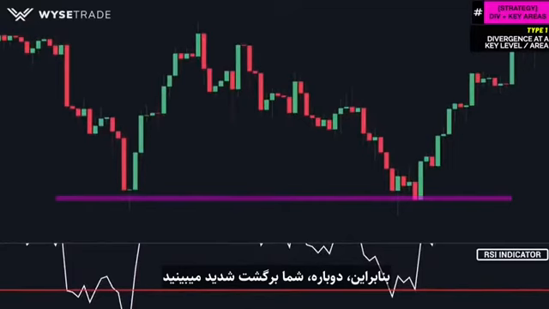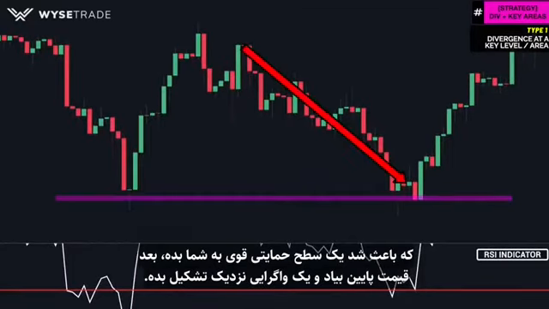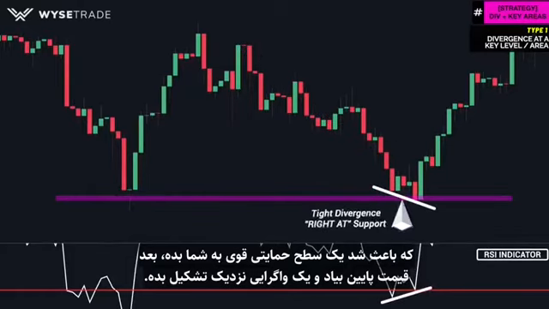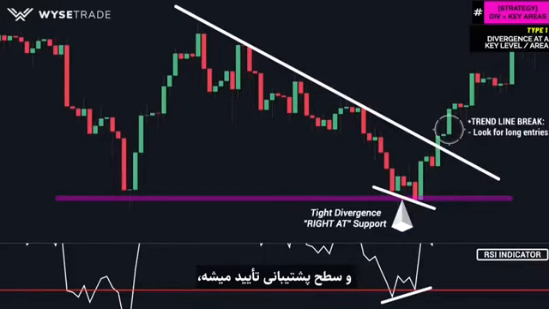So again, you had your drastic reversal, which gave you your key support. Price came down and formed a tight divergence. Key trend line applied through these multiple touch points, and once price broke through, the divergence and support level is confirmed, and you would then look for long entries.